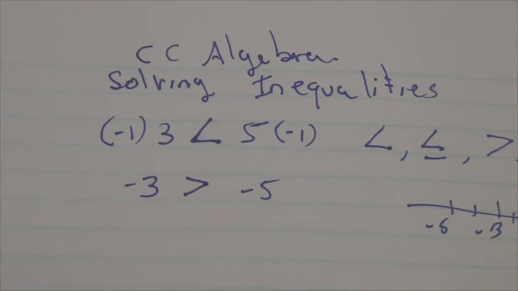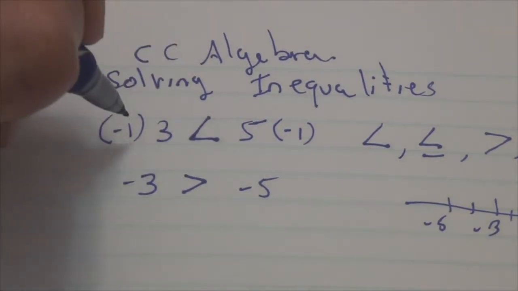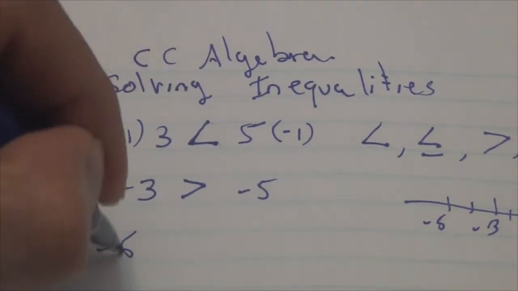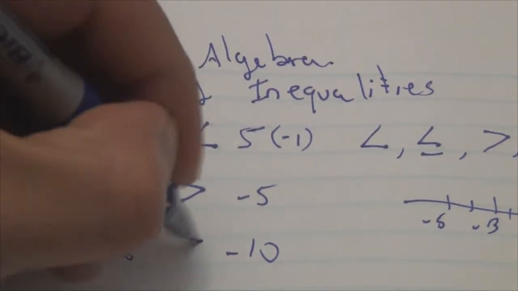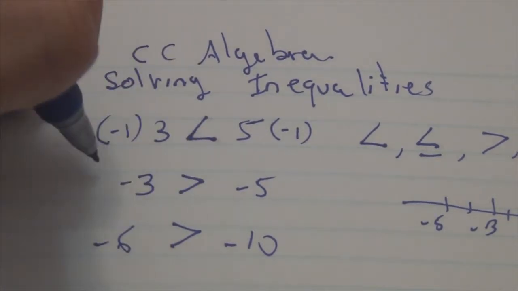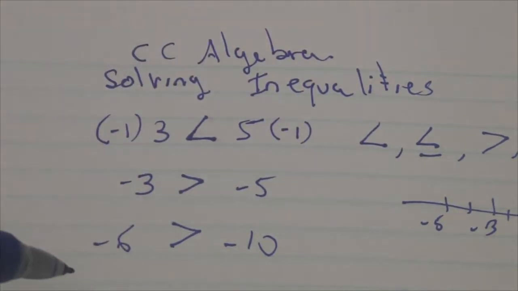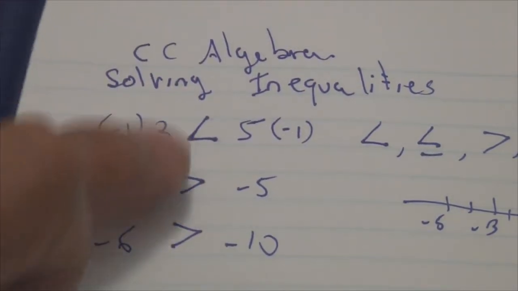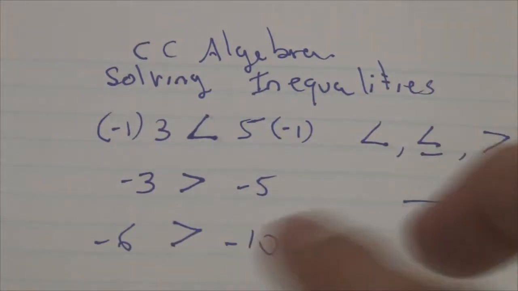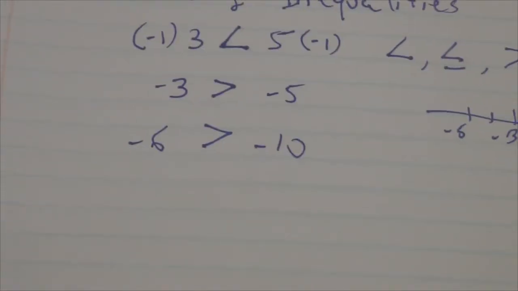So notice what just happened. I could have multiplied by -2. If I had multiplied by -2, then I would have gotten -6 and -10. Still, -6 is greater than -10. So what is that telling me? That when you multiply or divide by a negative number, the inequality symbol must switch direction. Got it? With that in mind, now we are ready to start solving inequalities.